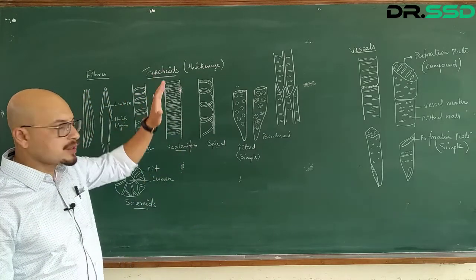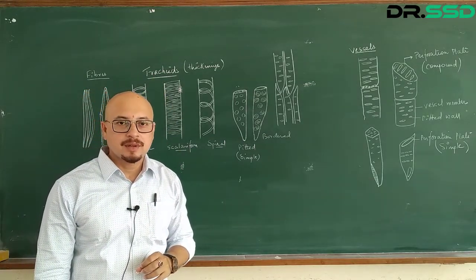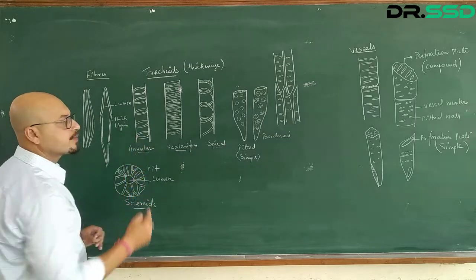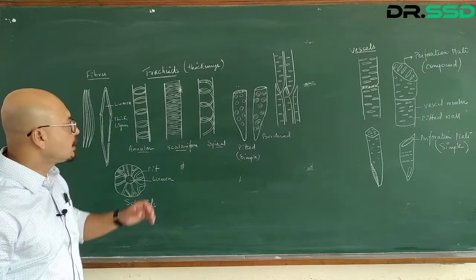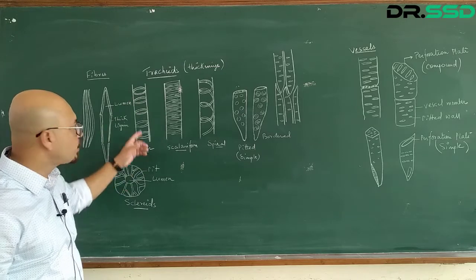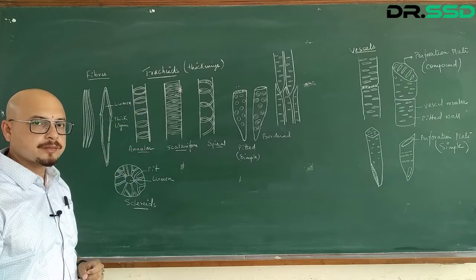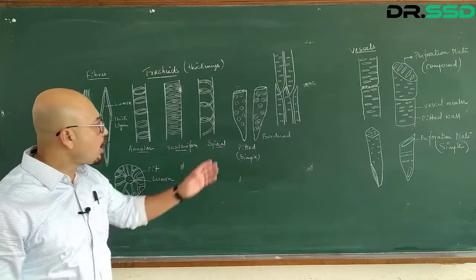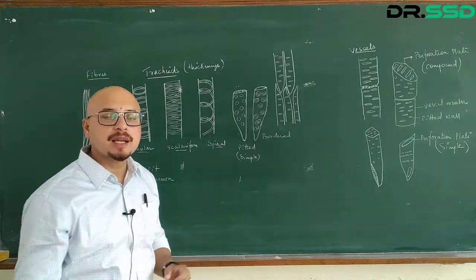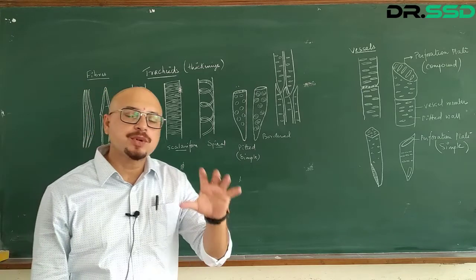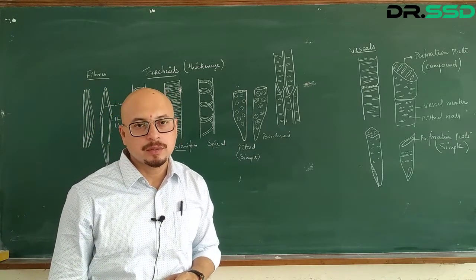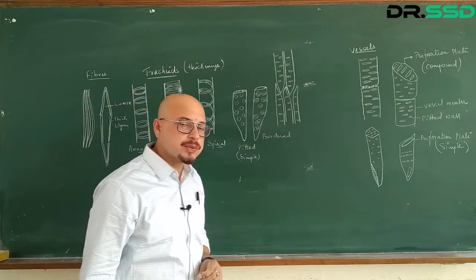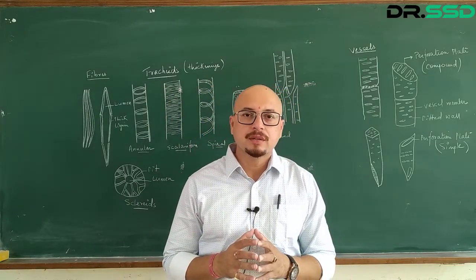And one more very interesting thing about tracheids is the thickenings. You can very clearly see how those tracheids have different thickenings. They might have annular thickenings where you can see ring-like structures. They might have a ladder-like configuration called scalariform, or they might have spirally coiled thickenings. So these thickenings actually provide mechanical support to the tracheids. So these are those tissues which you would be observing under your microscope.